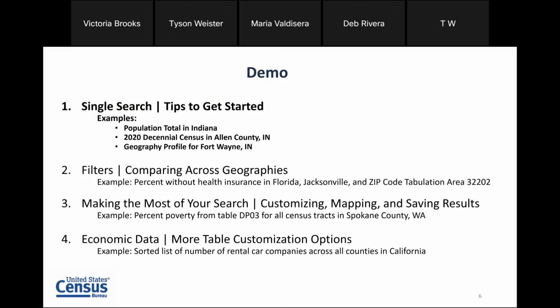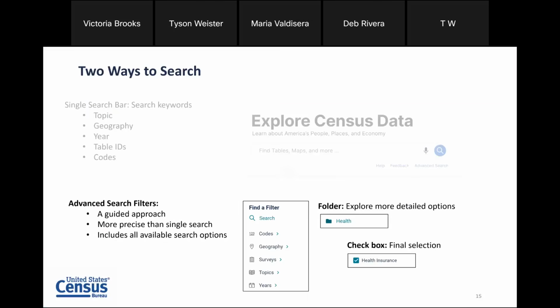click for a table. As we transition throughout the demo, I wanted to show you additional ways to search on the site. So the single search bar is a great starting point to see if you can find a quick answer to your question. There is an additional way for you to search called advanced search or filters. We use those words interchangeably.